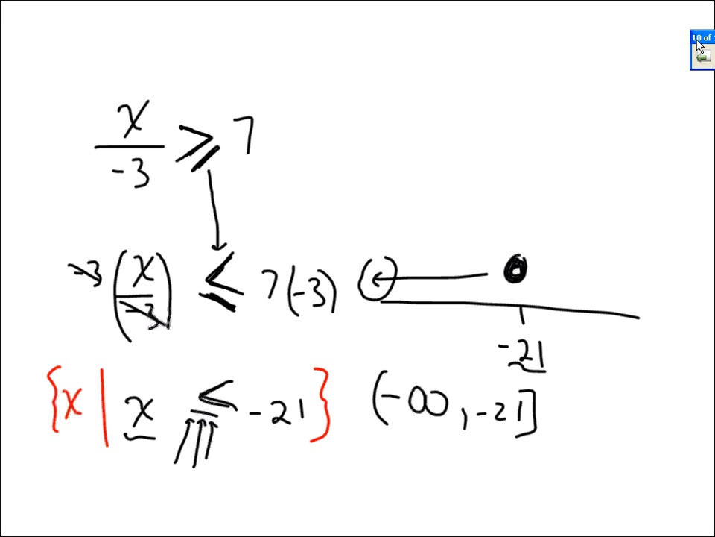Here are your 4 answers. If you multiply or divide by a negative number, you have to change the sign of the inequality.